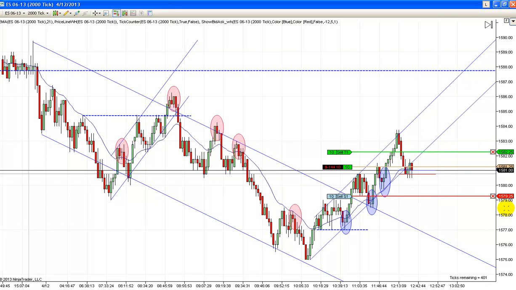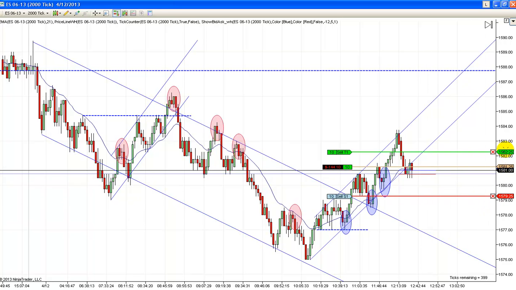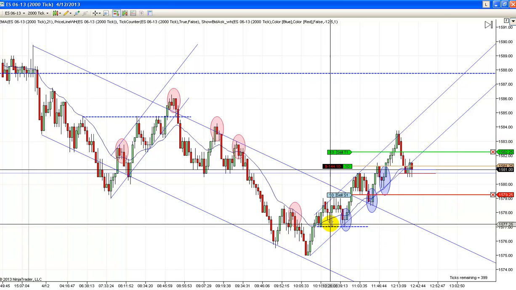But I really thought we'd take off out of here afterwards, and we haven't done that yet. So we may try to make another leg down, and if we do, I'll probably just close this trade. This was a tricky one.